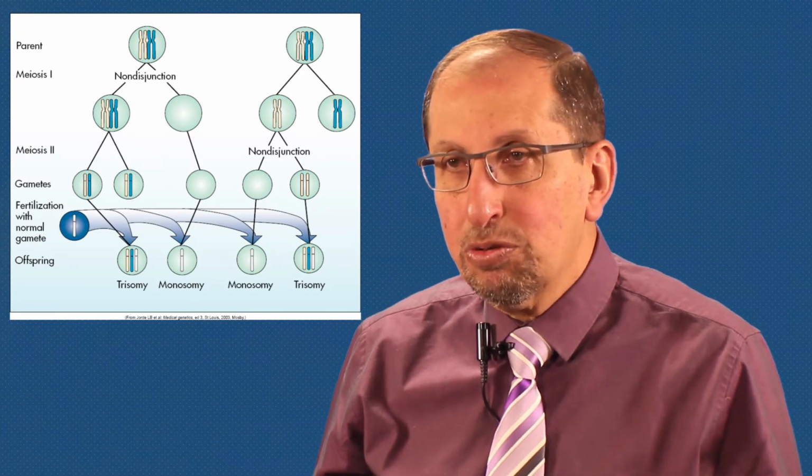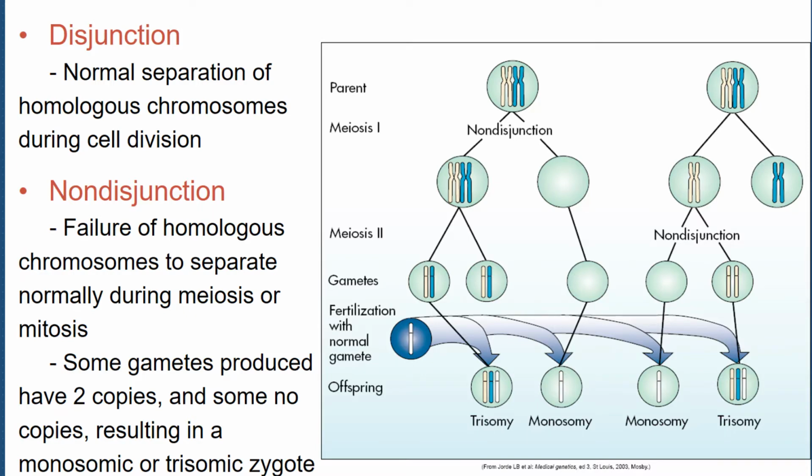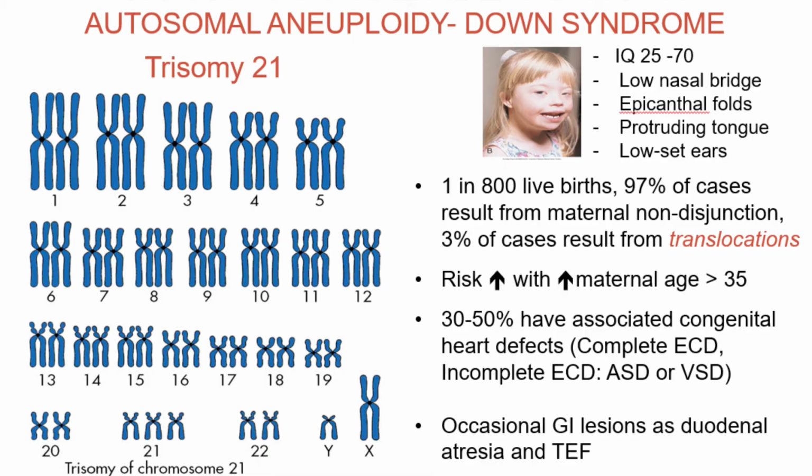So let me come to the explanation of non-disjunction. If you remember the first part of the lecture when we discussed the meiosis, we said that the 2 homologous chromosomes have to separate from each other, and this is called disjunction. If they did not separate, this will result in one ovum containing 2 copies of the chromosome instead of 1 copy. And if that ovum becomes fertilized by a normal sperm, the resultant zygote is going to have 3 copies of that chromosome, and this is what we call trisomy, and this is the basis of Down syndrome, as we're going to see.